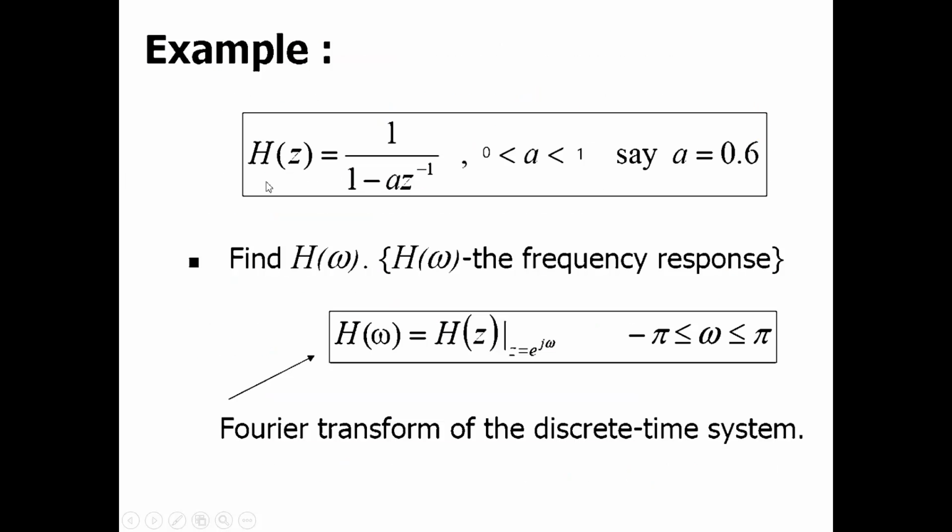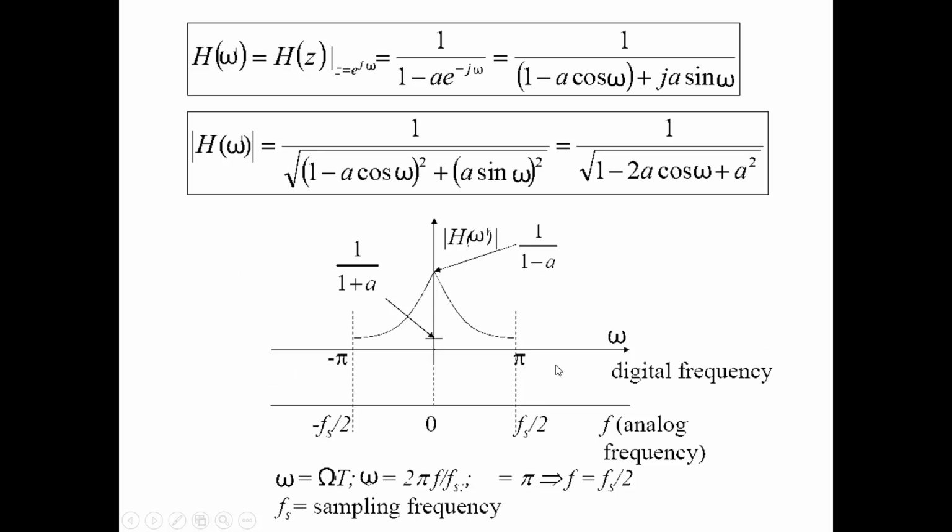Now let us take an example. H(z) is equal to 1 over 1 minus a z to the power minus 1, where a varies from 0 to 1, right? And let us say a is equal to 0.6. We have to find H(omega). Now H(omega) will be found out by putting z equal to e to the power j omega. All right, let's see how.